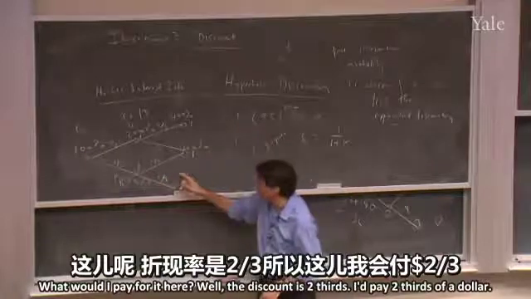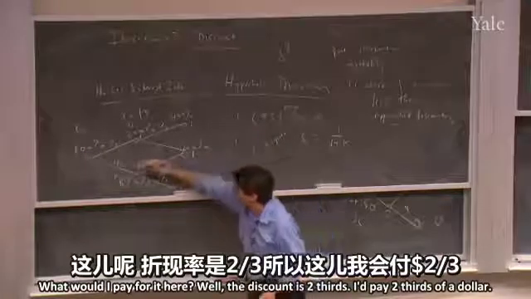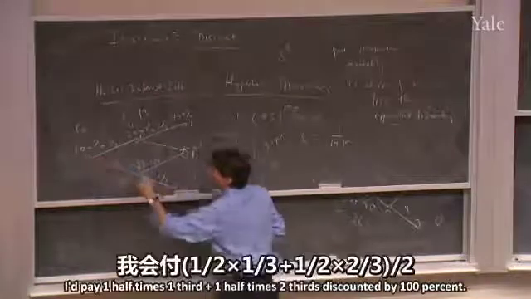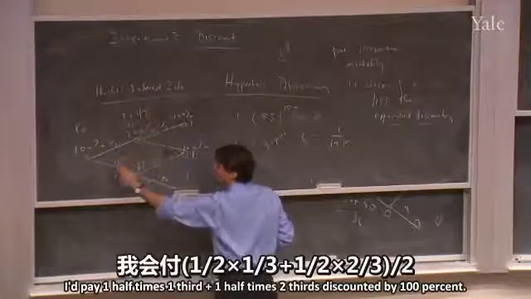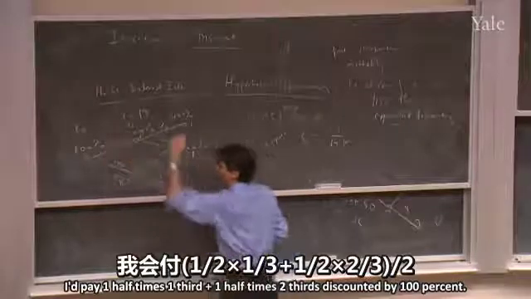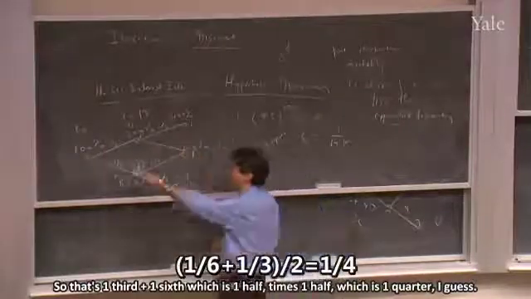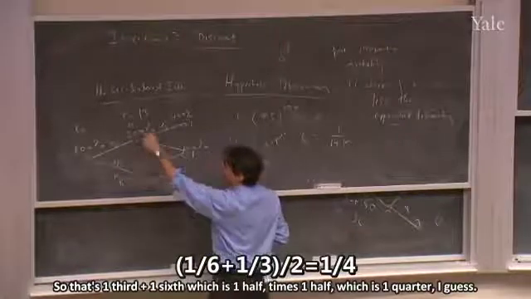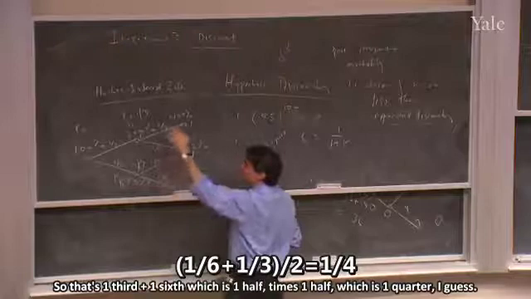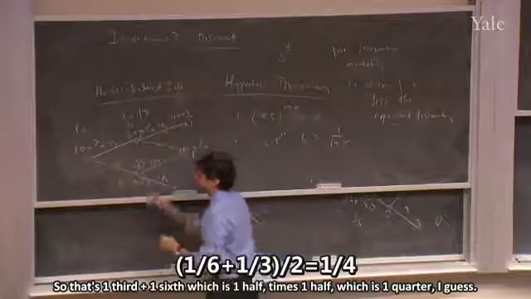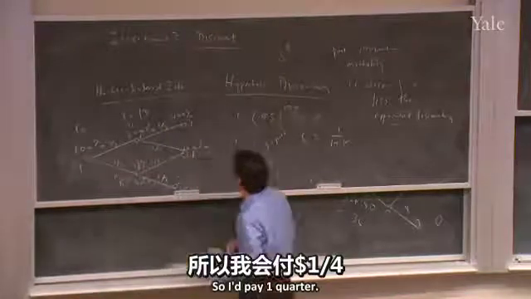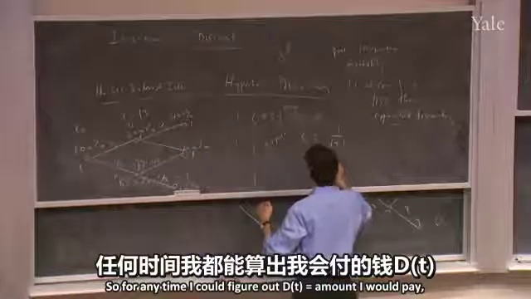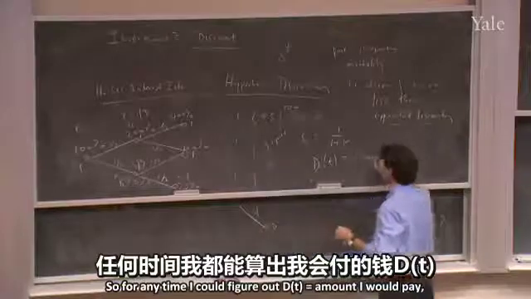Okay, and what would I pay for it here? Well, the discount is 2/3. I'd pay 2/3 of $1. So what would I pay for it back here? I'd pay half times 1/3 plus half times 2/3, discounted by 100%. So it's a half, so it's 1/3 plus 1/6, which is a half times a half, which is a quarter, I guess. Okay, so I'd pay 1/4. So for any time, I could figure out d of t equals the amount I would pay.